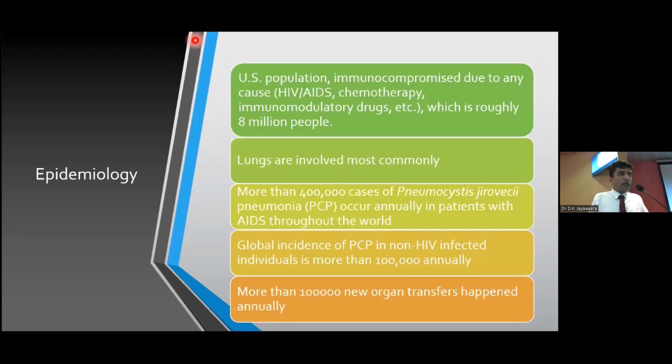Regarding epidemiology, sorry, I was not able to find any Sri Lankan data regarding immunosuppressed patients, but this is US data. It has been mentioned that there are 8 million people newly diagnosed with immunodeficiency. There are more than 400,000 Pneumocystis jirovecii infections occurring in HIV-positive patients, and more than 100,000 Pneumocystis jirovecii infections newly diagnosed in non-HIV patients as well. Another important thing is that more than 100,000 new organ transplants happen worldwide per year. The most important thing is that when there is immunosuppression, the lungs are the most commonly affected organ system.